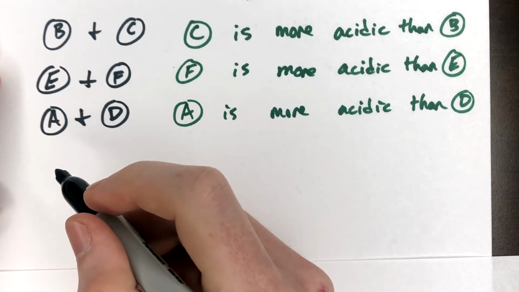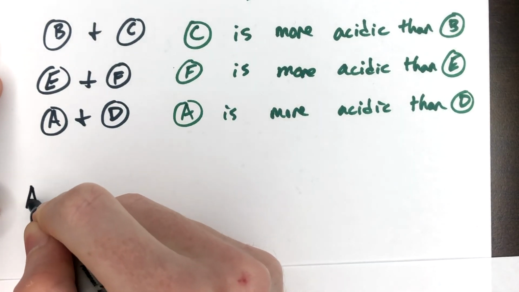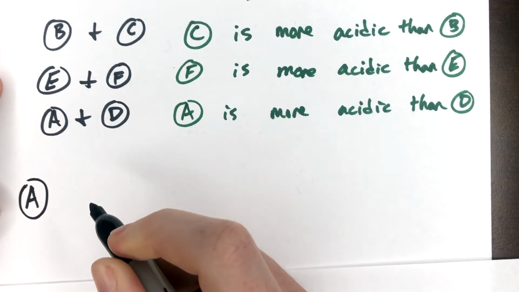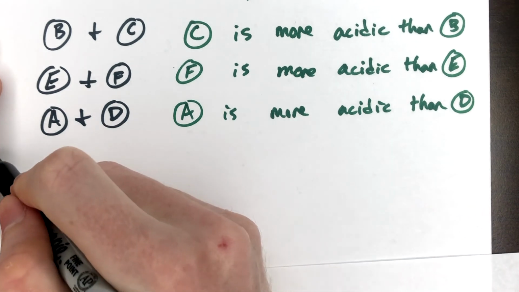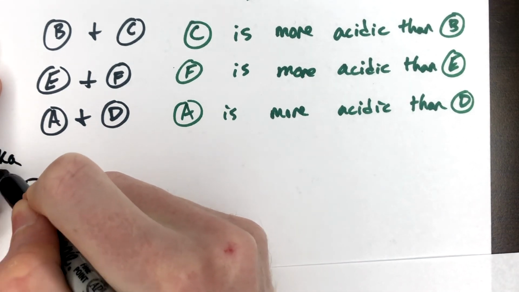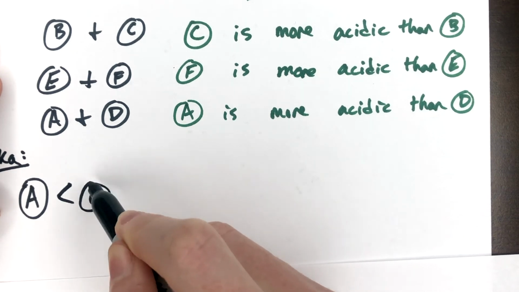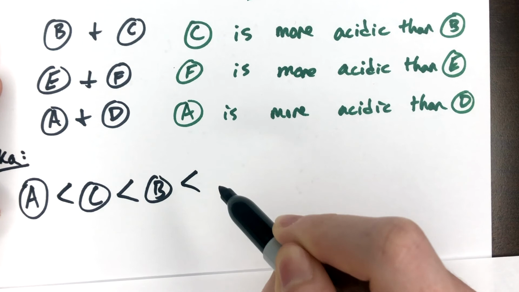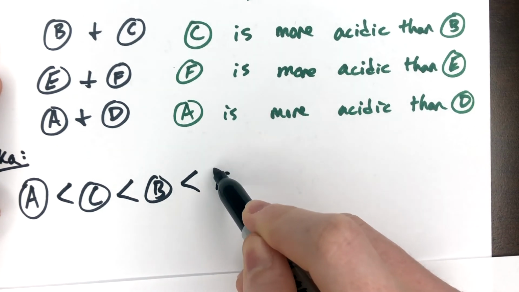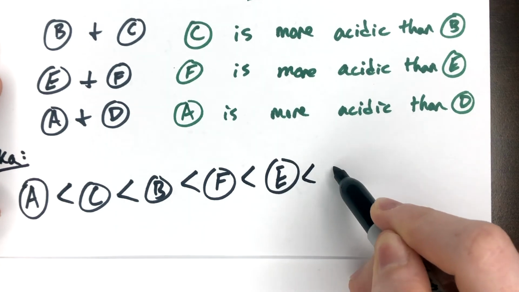So we're going in order of increasing pKa. So our strongest acid first. Let's say this is a pKa list. So A is less than C, which is less than B, which is less than F, which is less than E, which is less than D.